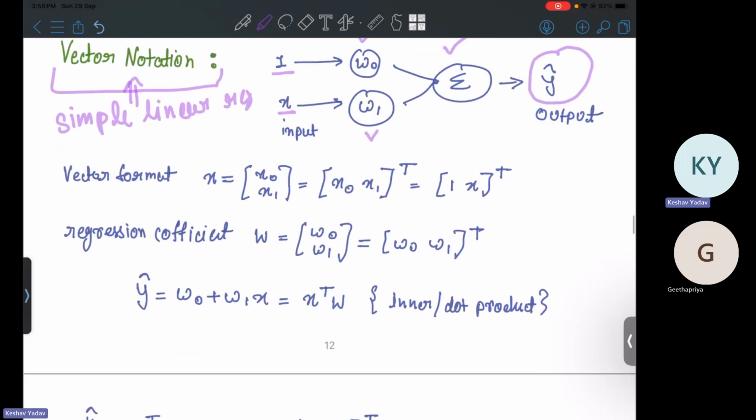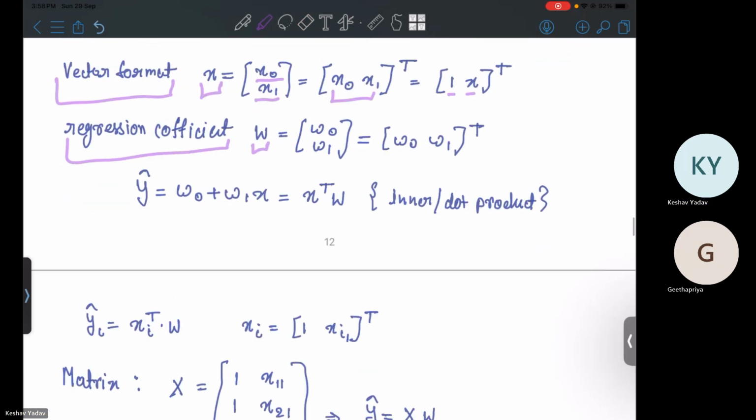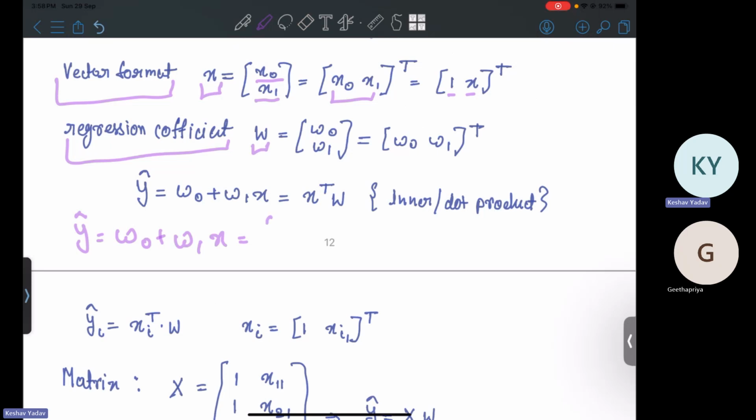In vector format, this x can be written as x0 and x1 in a column vector, or it can be represented as the transpose of a row vector. So x will be equal to [1, x1] transpose. Similarly, the regression coefficient W can be represented as the column vector W0 and W1, or as a row vector [W0, W1] transpose. So what will be my y? y hat will be equal to W0 plus W1 x.